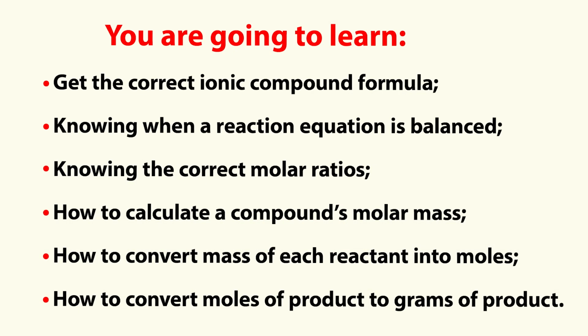Here's what I think you should learn from this. First of all, you're going to figure out what is the correct ionic compound formula for the various reactants we're putting together, how to know if you have a balanced or unbalanced equation, what are the ratios between the various components in the reactants and the products, how to figure out the molar mass of the various compounds, and how to figure out how many moles you have, and then how many moles of final product you have, and then finally, how much does that weigh? How much mass do you have at the very end of all of that?